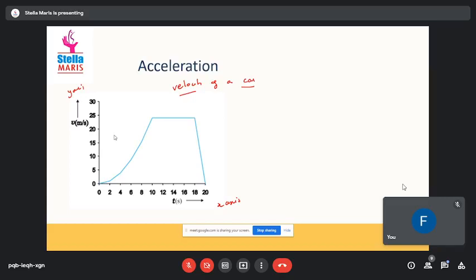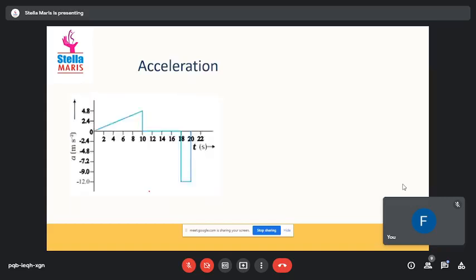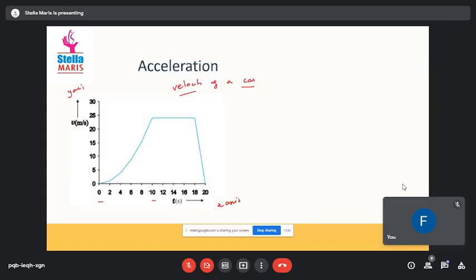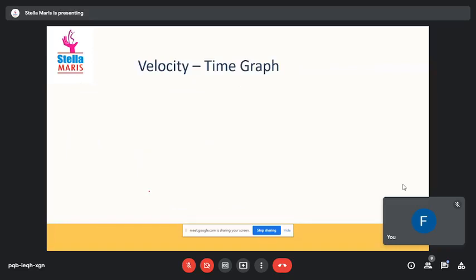Okay, here what they are saying, that is 0 to 10. But before this, you can go for the velocity time graph, then you can come back here to understand this. Okay, so first we'll go with the velocity time graph. Okay, let's see the velocity time graph, so that you will understand the acceleration time graph. So for the velocity time graph, just see the concepts.